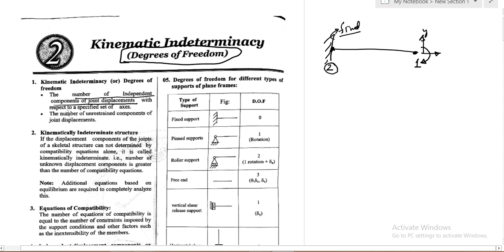Basically we are finding out the number of degrees of freedom in a particular structure, that is, in how many ways the structure can be displaced with respect to a fixed position. The second point is the number of unrestrained components of joint displacement. In kinematic indeterminacy or degree of freedom, we are also finding out the number of unrestrained components of the joint displacement.